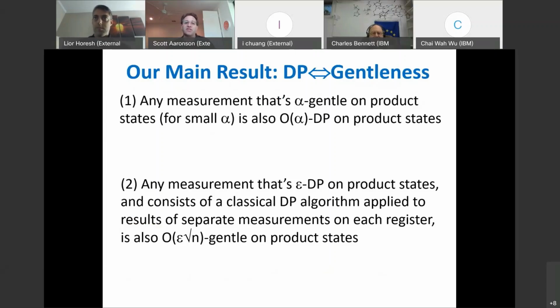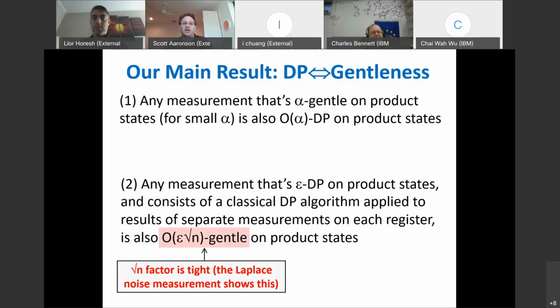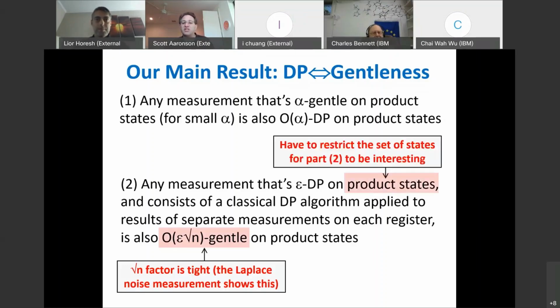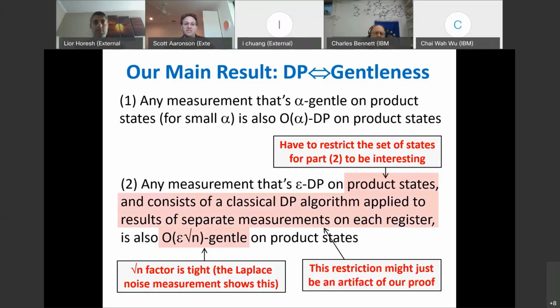We can prove that, first of all, any measurement that is alpha gentle on product states for small alpha is also O of alpha differentially private on product states. And secondly, any measurement that's epsilon differentially private on product states and that satisfies some technical conditions that I won't go into, most of the measurements we care about do satisfy it, is also O of epsilon times square root of n gentle on product states. This square root of n factor we can show is actually tight. The restriction to product states is also necessary to get an interesting theorem here. This part we don't know if it's necessary.